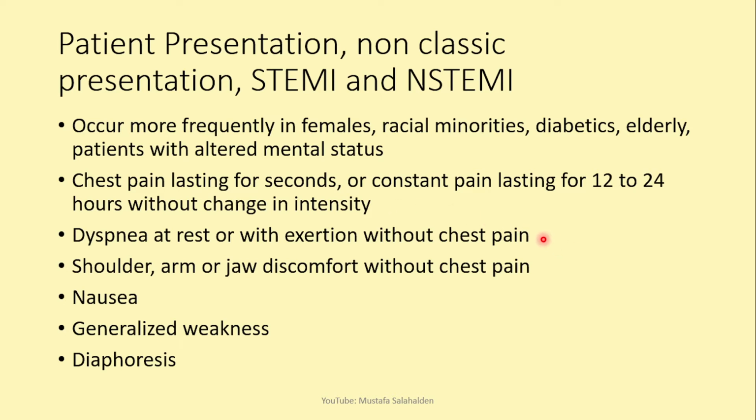And there may be dyspnea at rest or with exertion without chest pain. Sometimes you get chest pain lasting for seconds or constant pain, and sometimes there is no chest pain. There is only dyspnea at rest or with exertion, or just shoulder, arm, or jaw discomfort, and there might be only nausea, general weakness, or diaphoresis. The non-classic presentation occurs in 47% of the cases. So it is very significant and often delayed in diagnosis, so you need to pay attention to this.